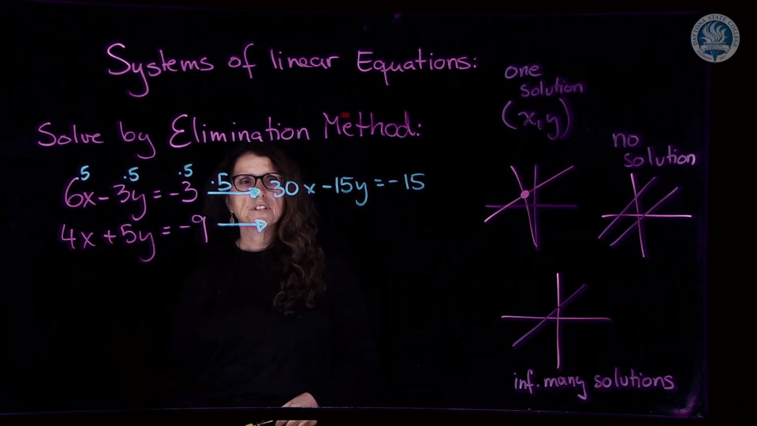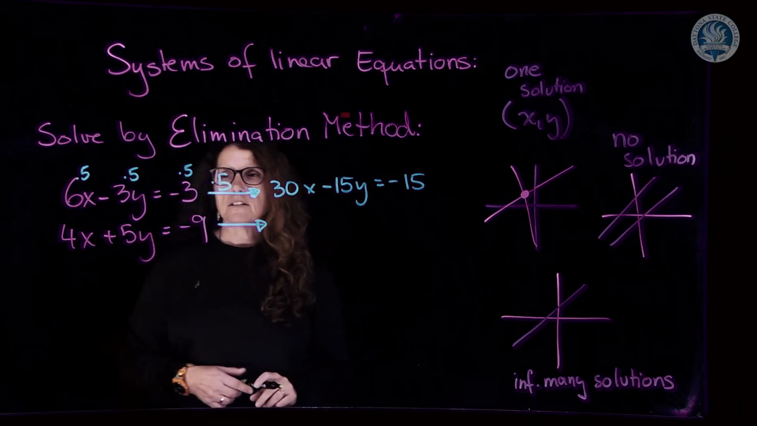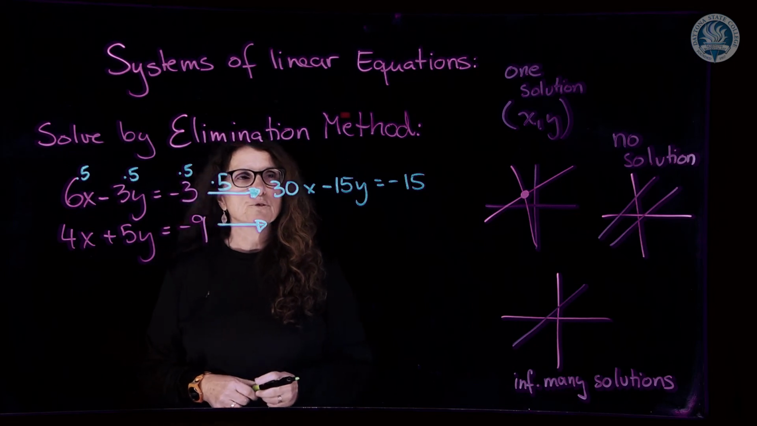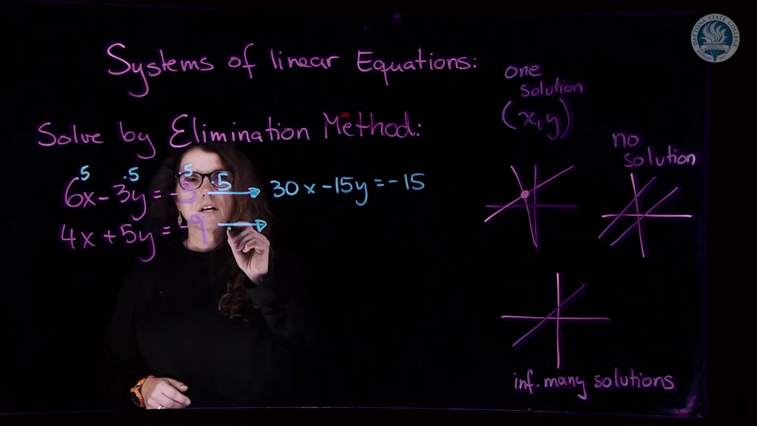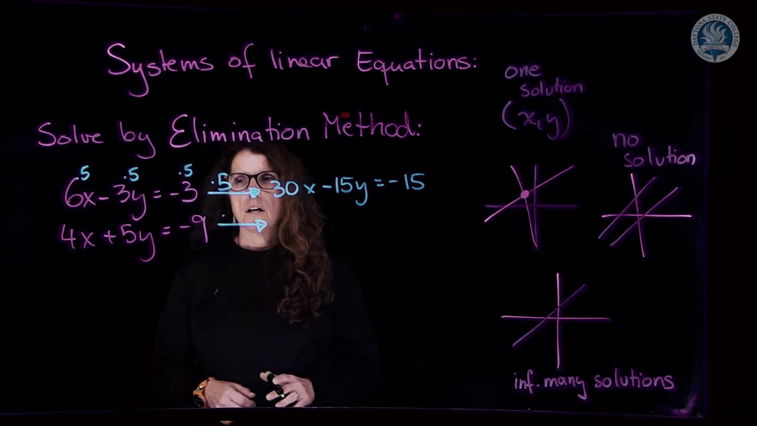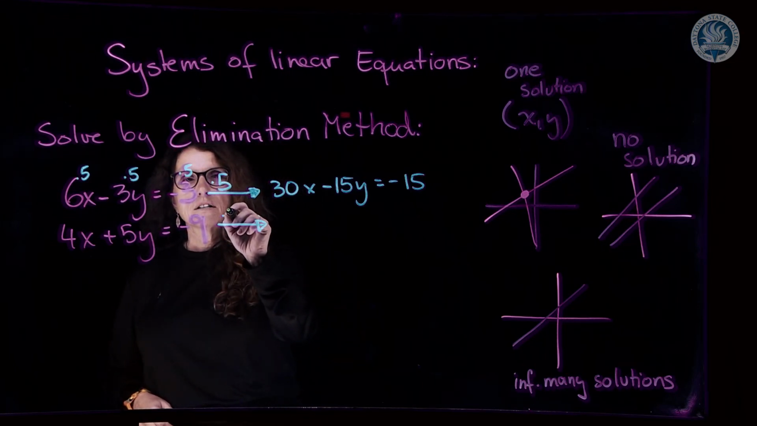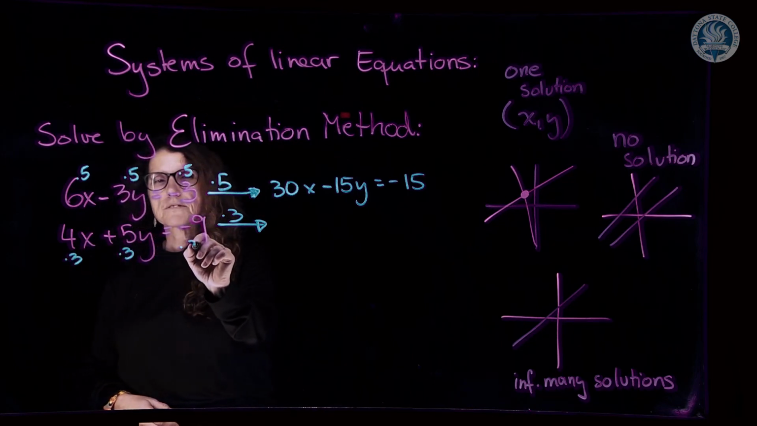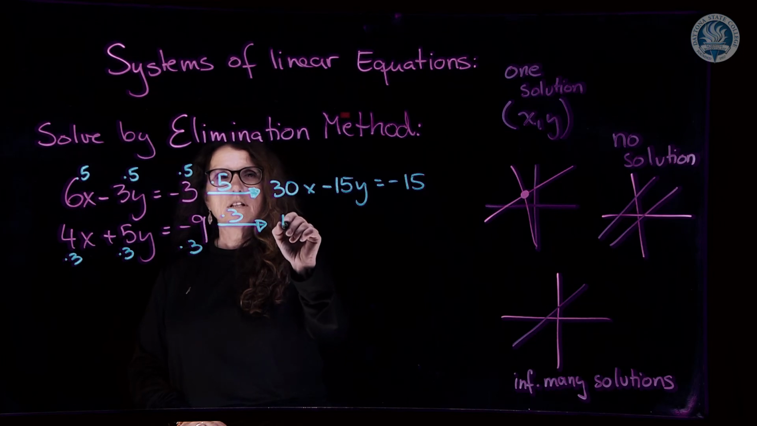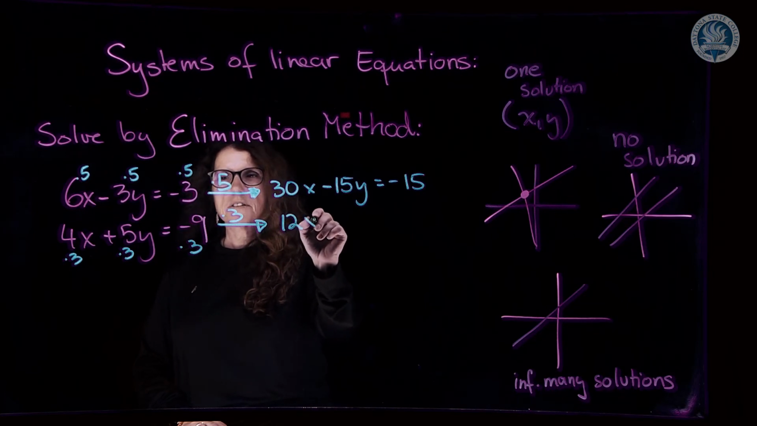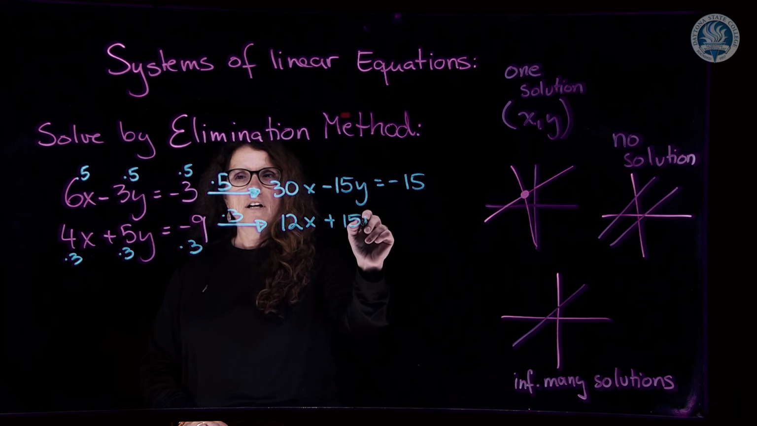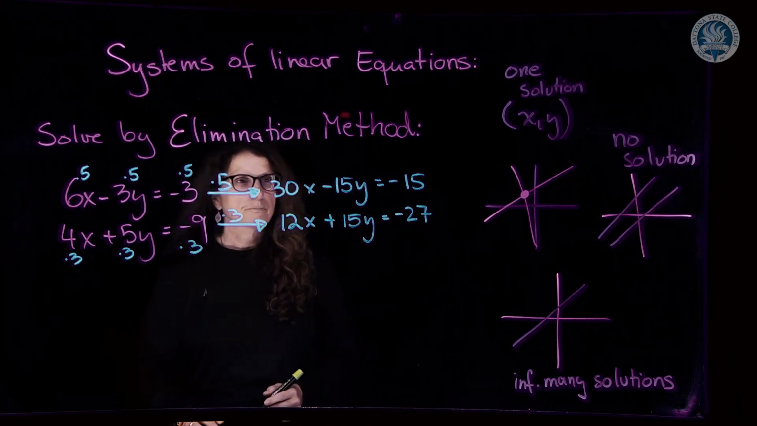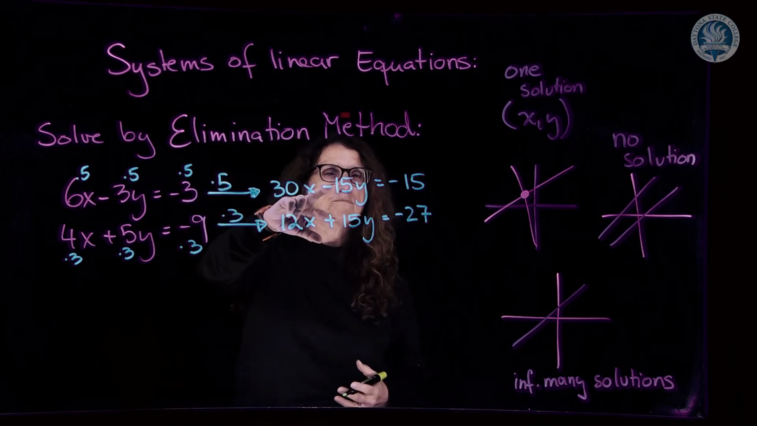There's my 15y. Now the second equation, I already have a 5y and I need to get to 15y. So in this case, I need to multiply every single term by 3. Times 3, times 3, times 3. That gives me 4 times 3 is 12x plus 15y equals negative 27. Okay, we have opposite terms now.